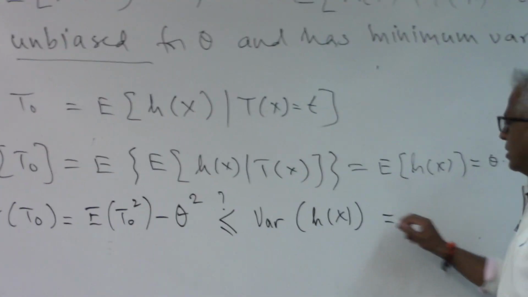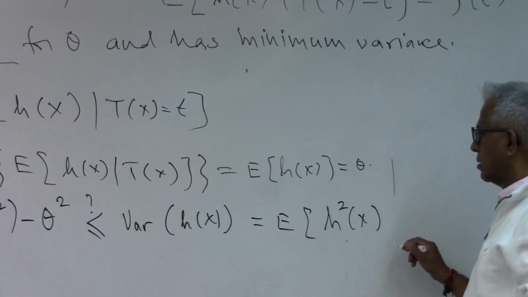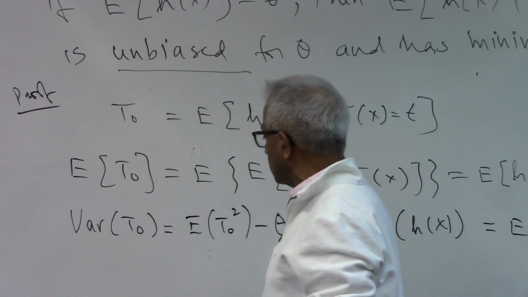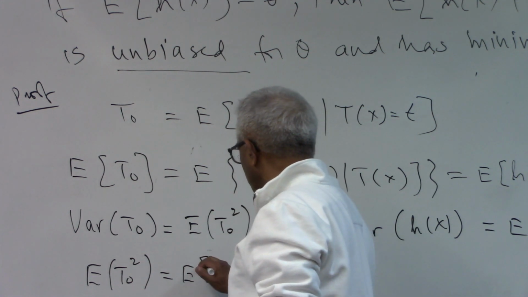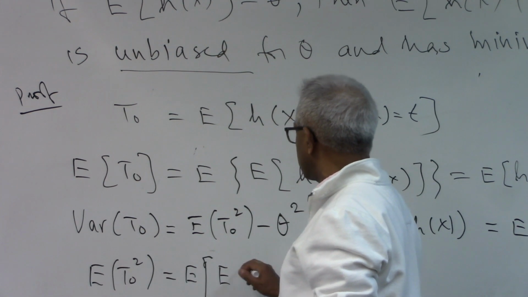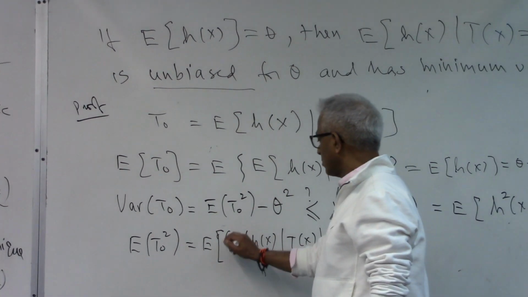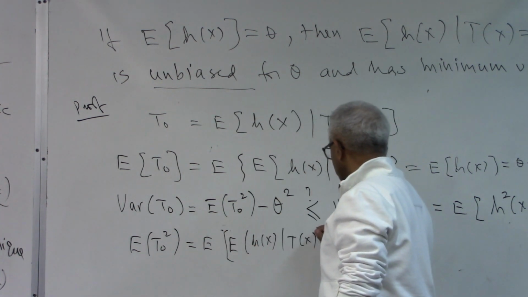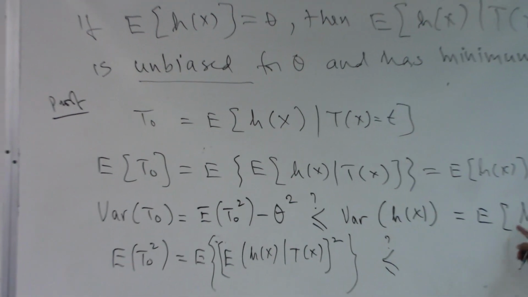Look here, for H(x) it is the expected value of H(x) squared minus theta squared. So theta squared is common. What we want to show is that the expected value of T naught squared, where I substitute for T naught the expected value of H(x) given T(x), is less than this. I'll keep putting a question mark because we want to show whether this is true.